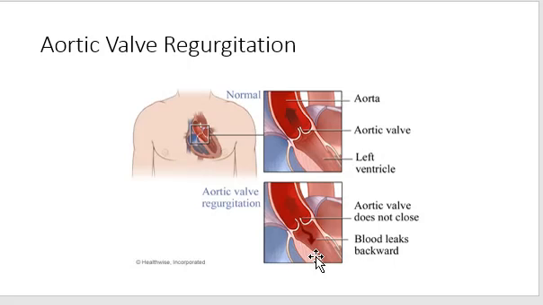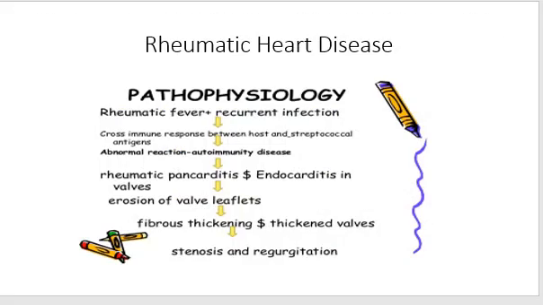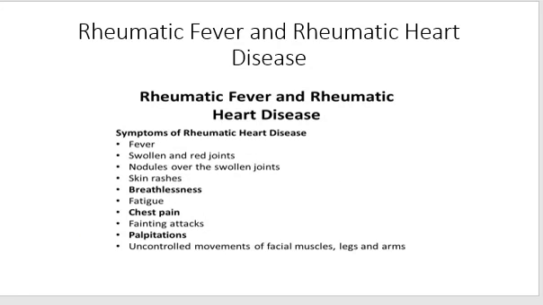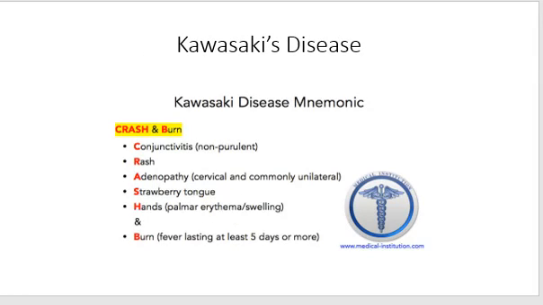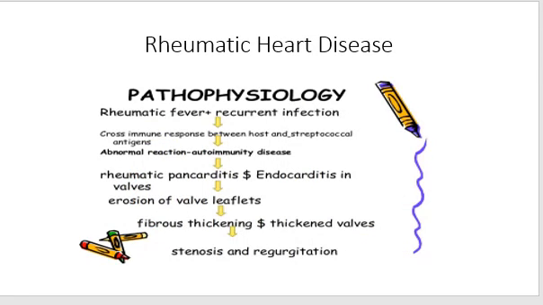If you look in your book, you see the Jones criteria: joints, obvious carditis, subcutaneous nodules, erythema marginatum, and chorea, which we listed up here. Wait a minute, I think it's up here. It's here. No, it's right there, between those two pages.